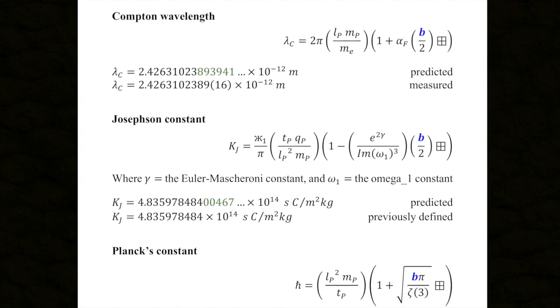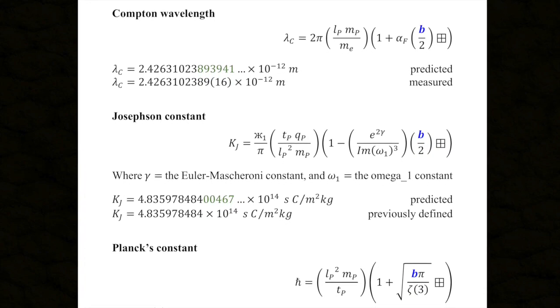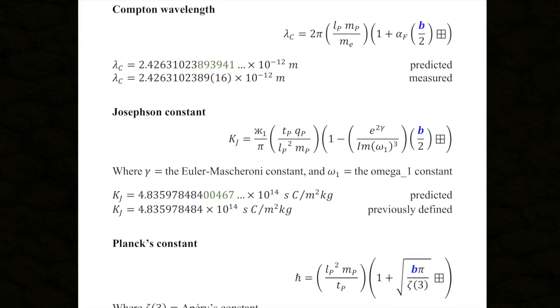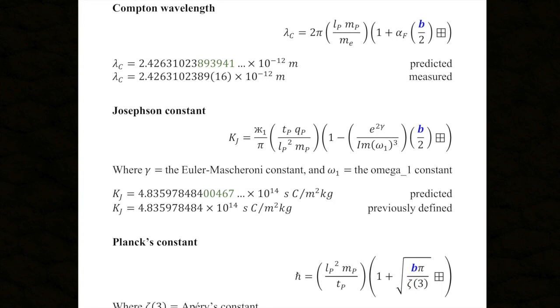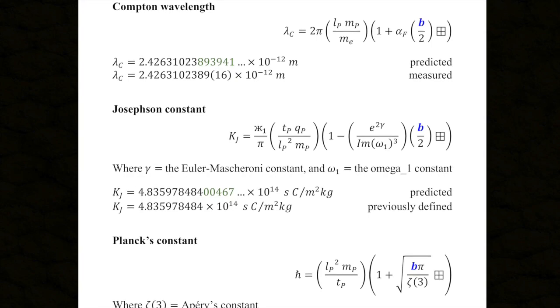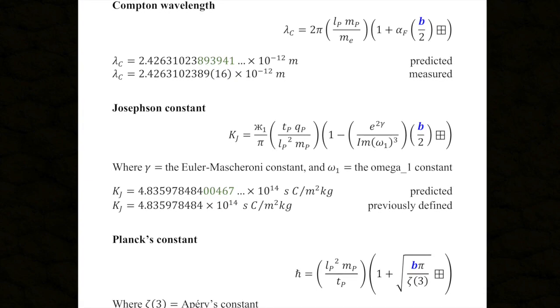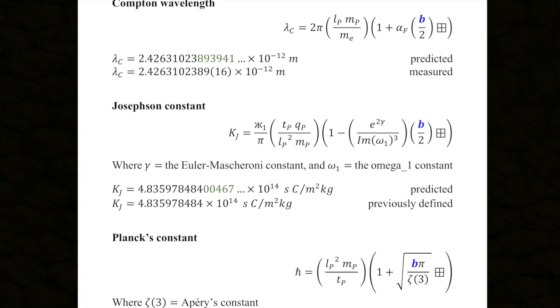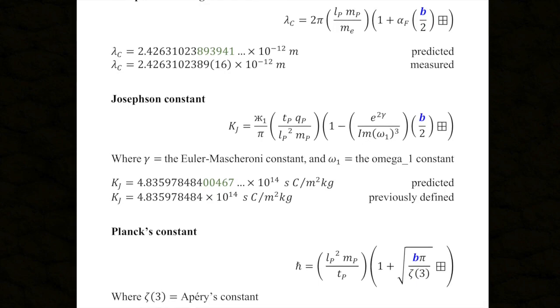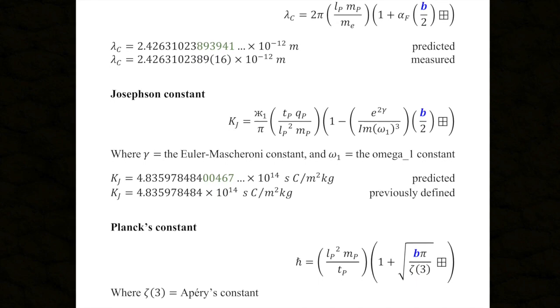But the other is e to the 2 gamma, where lowercase gamma here is equal to the Euler-Mascheroni constant, divided by the imaginary part of the omega-1 constant cubed. So you asked Wolfram Alpha to solve for what the value of the terminal action must be, and it said that it was e to the 2 gamma over the imaginary part of omega-1 cubed times by 7 over 2.